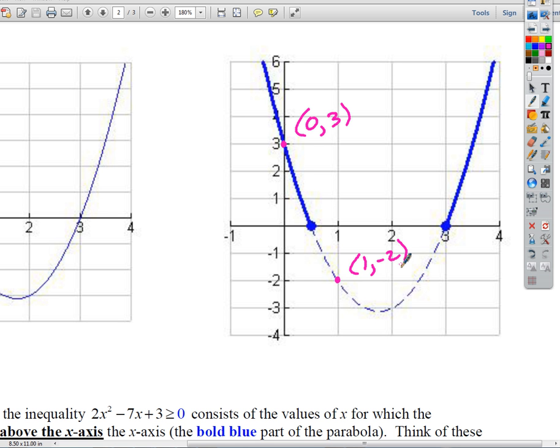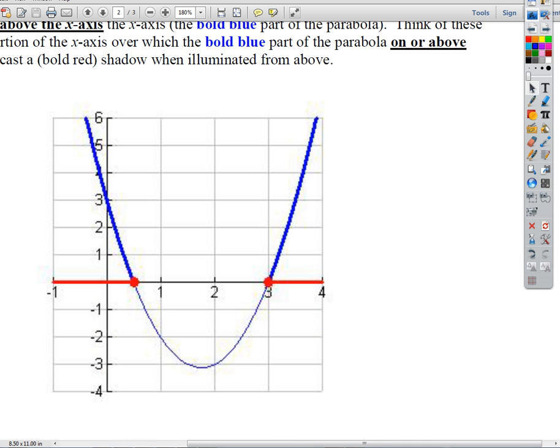So x equals 0 is a value that works, but x equals 1 is not a value that works. So if I'm just trying to find the x values that go with the shaded part, isn't it sort of like just taking the parabola and squashing it down onto the x-axis to find the x values? Right? In fact, aren't these really the x values we're interested in?